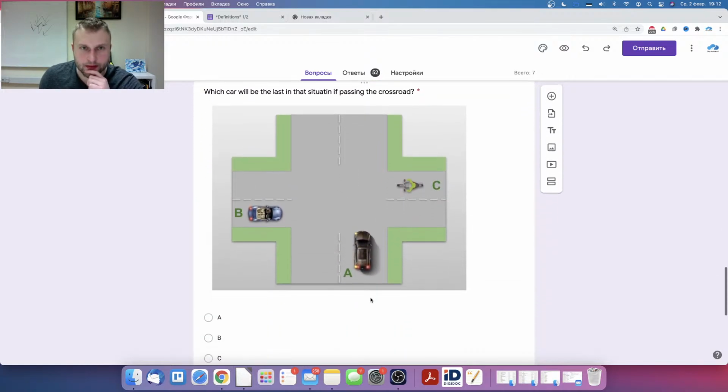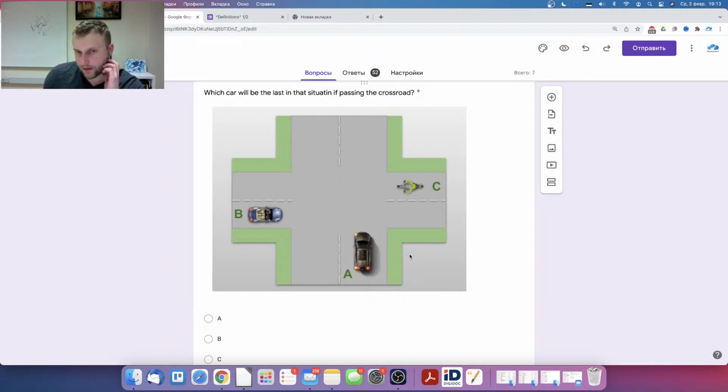Which car will be the last in that situation when passing the crossroad? Or I can say which vehicle. Of course, we don't have any signs and traffic lights, so we have to consider the right-hand rule. So who will be the last one? B, A, or C? How do you think?